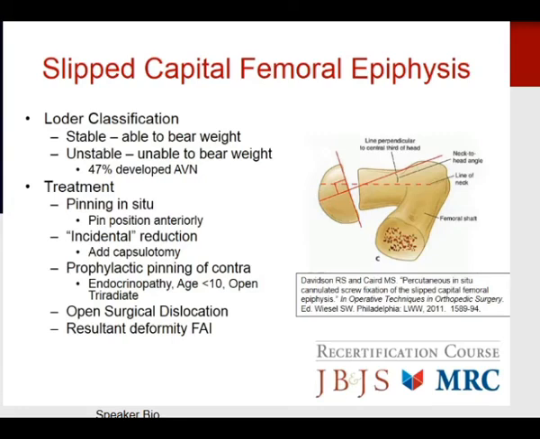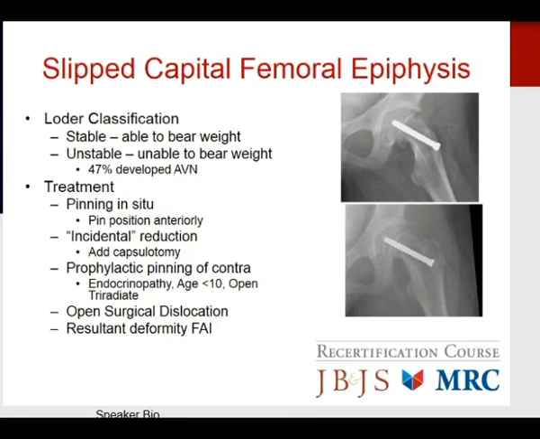Now, an important concept is the location of your start point for your screw. Since the epiphysis itself is posterior, frequently your screw has to start anteriorly so you can cross the physis at 90 degrees and have good purchase into the epiphysis. This is an example of an in situ pinning. An incidental reduction of the SCFE often occurs when positioning. However, you want to avoid a forceful reduction, as this may increase your risk of AVN. Some authors add a capsulotomy as well to decrease intracapsular pressure.